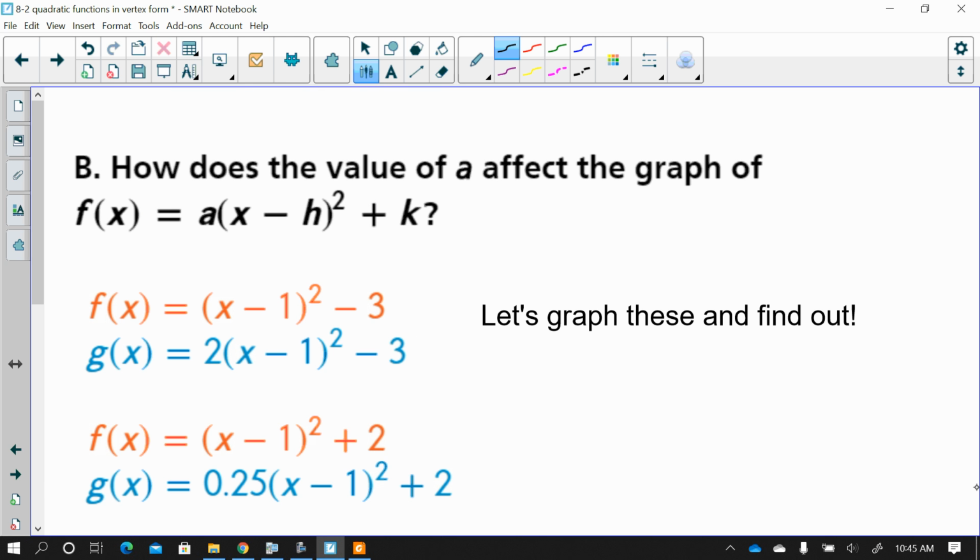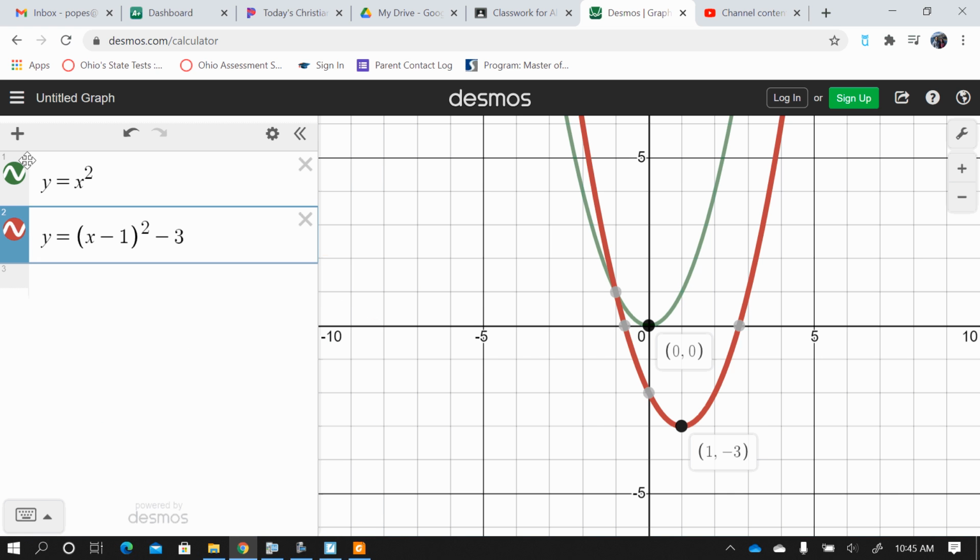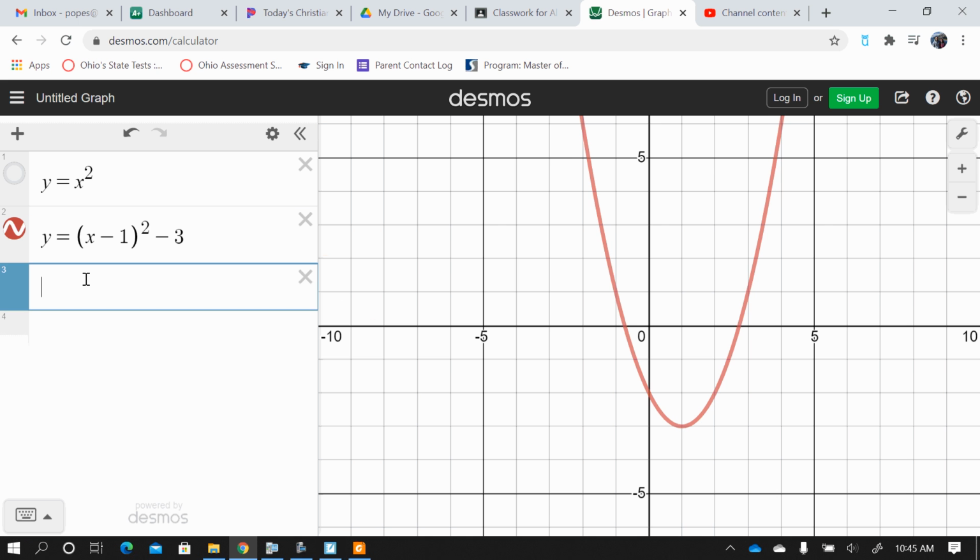Okay, so let's throw some more letters in there. If I have (x - 1)² - 3, the graph we just had, let's graph it with a 2 in front of it and see what happens. I'm going to turn off the parent function just for now. I'm going to take the same equation and put a 2 in front of it.